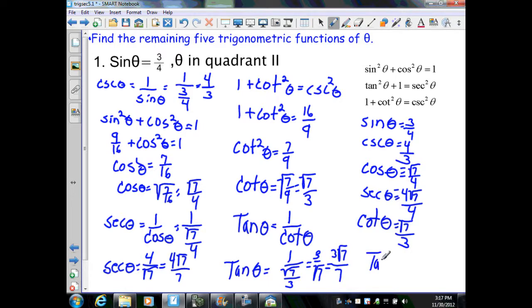Therefore, tangent theta is equal to 3 square roots of 7 over 7, and cotangent in quadrant 2 and tangent in quadrant 2 are both negative. And here's what I started with, and here are my 5 other trig ratios using identities.